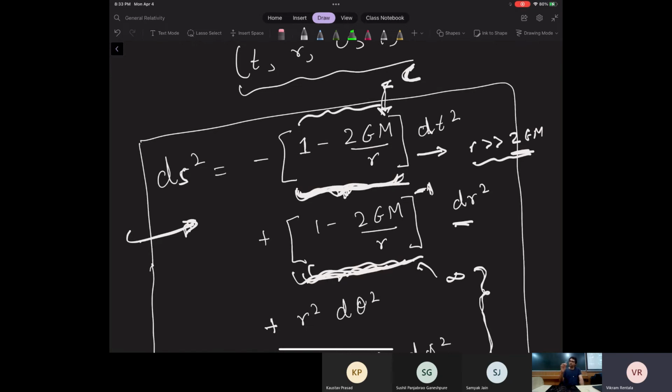So again, we probably won't have time to work out the exact details of the effect on Mercury. You can look it up in Sean Carroll's book, but I will work out a little bit about the geodesic equations because that is a little bit informative. So we'll do that in the next class.